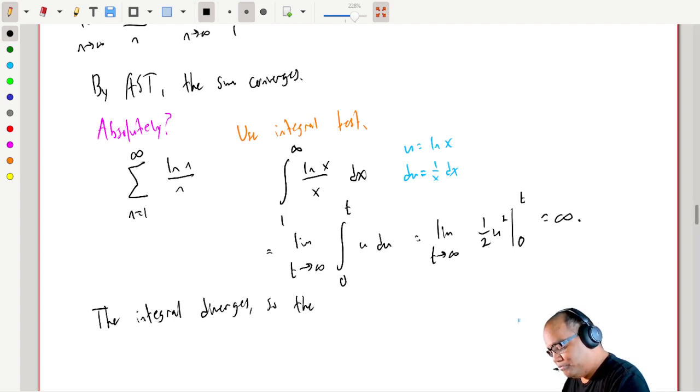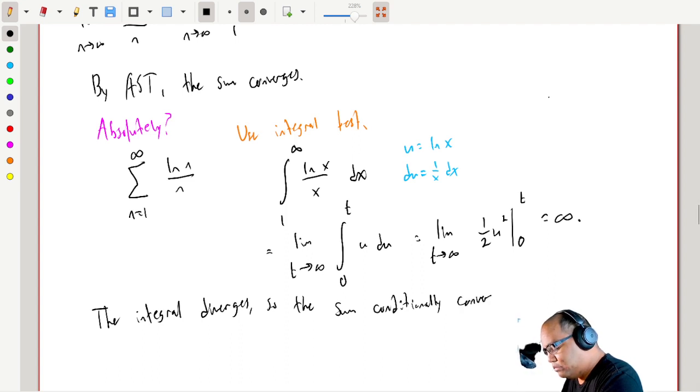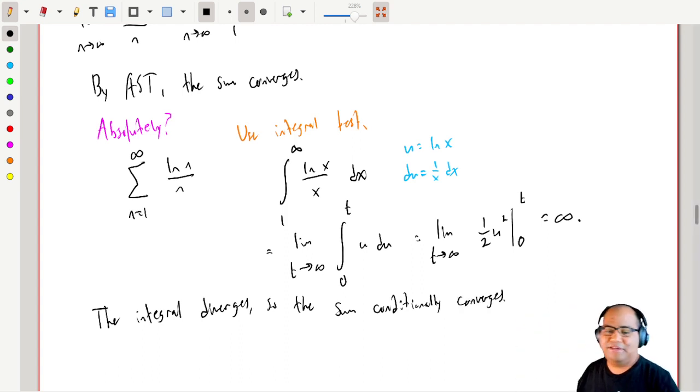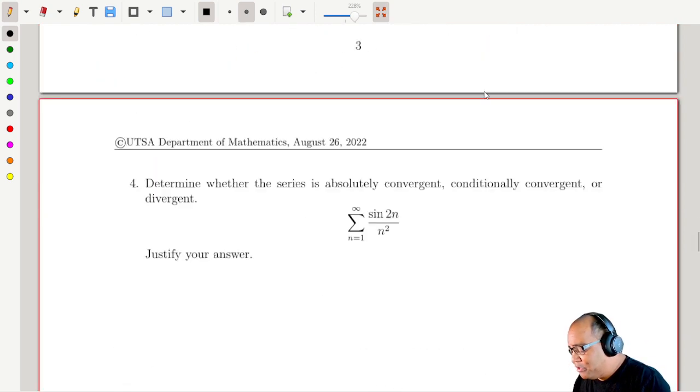So the sum conditionally converges. If the sum of absolute values does not converge, but the original series does converge, again, we say that it is a conditionally convergent sum. I think we got a couple more here.